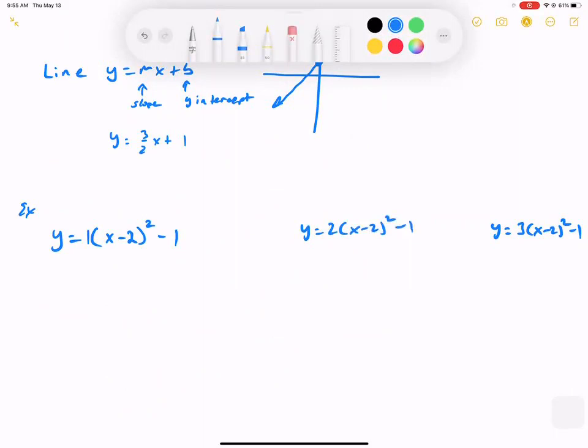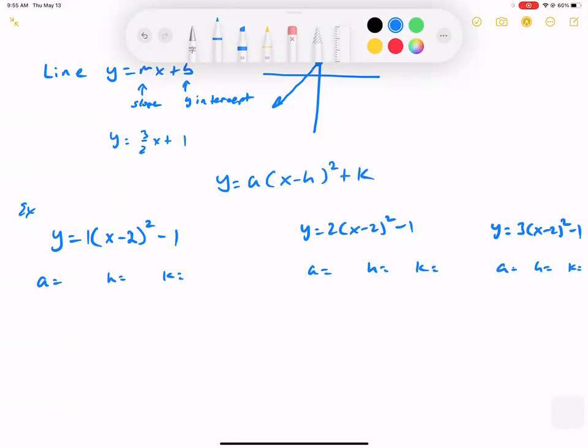They look very similar to each other. I want us to write down the 3 characteristics. Tell me what your a, what your h, and what your k is for each. Now, our formula again, let me rewrite it in case you don't have it, is y is equal to a times x minus h squared plus k.